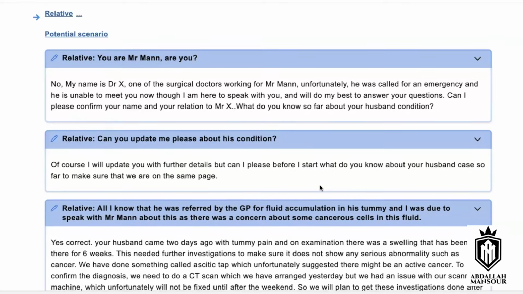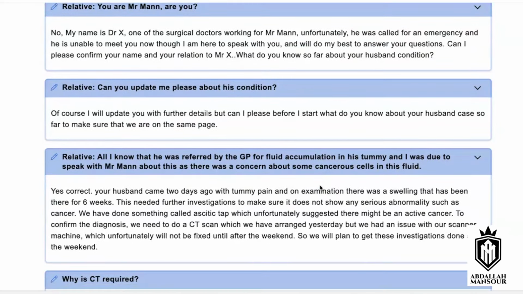So the way I would say it is, well, your father came in 2 days ago, as you know, with tummy pain from the GP. We've done some investigation for him and we found that he has fluid accumulation in the tummy, as you said. So in this condition, there are multiple reasons for it. We need to do further investigation to find out what has caused it. It could be from the liver, it could be from multiple other reasons, such as, for example, reasons as serious as cancer.